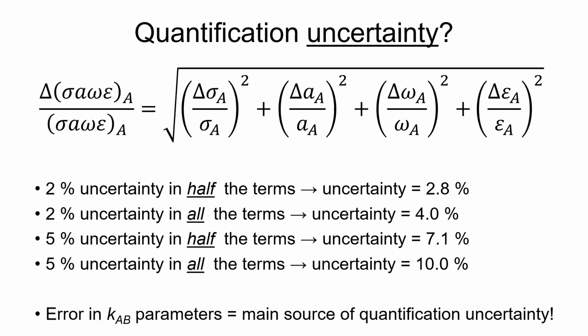So if we want to consider the uncertainty now in the K factor, we can look at the uncertainty in the product of our sigma, A, omega, epsilon values. Again, we have a relative uncertainty here: relative uncertainty in sigma, relative uncertainty in A, relative uncertainty in omega, and relative uncertainty in epsilon that we are adding in quadrature.